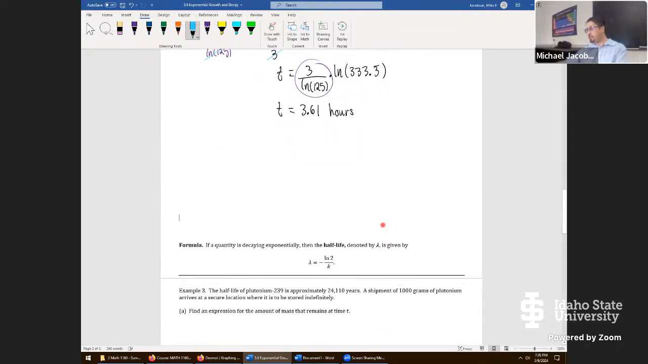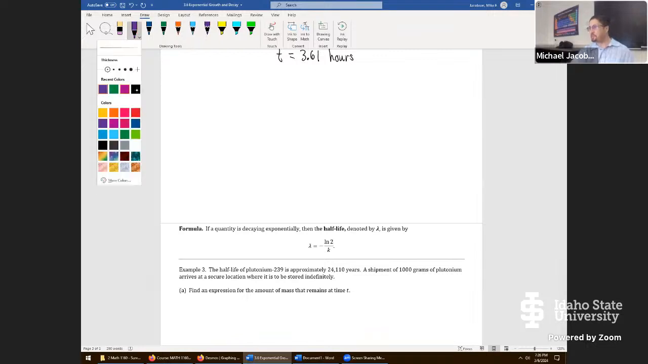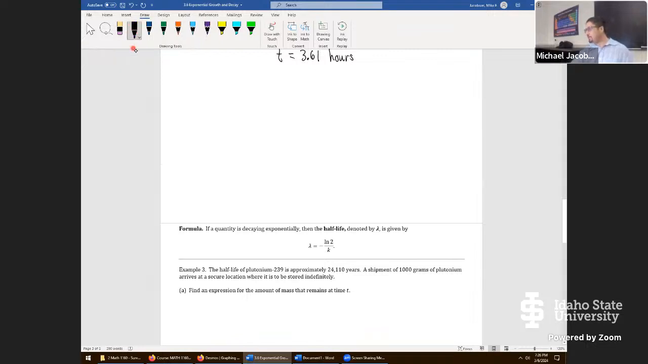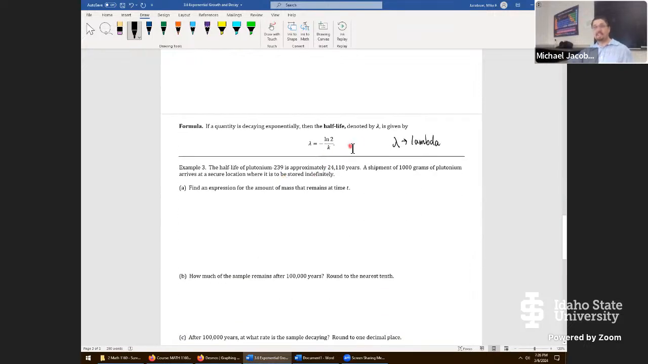And let's put this on a new page. It says here, if a quantity is decaying exponentially, then its half-life, the time it's going to take for half of your material to vanish or disintegrate, is designated by this symbol, usually lambda. Let's write that out. Any new Greek symbol we should just write out. If you see this, it is the Greek letter lambda to designate half-life. So that's kind of nice in a way.